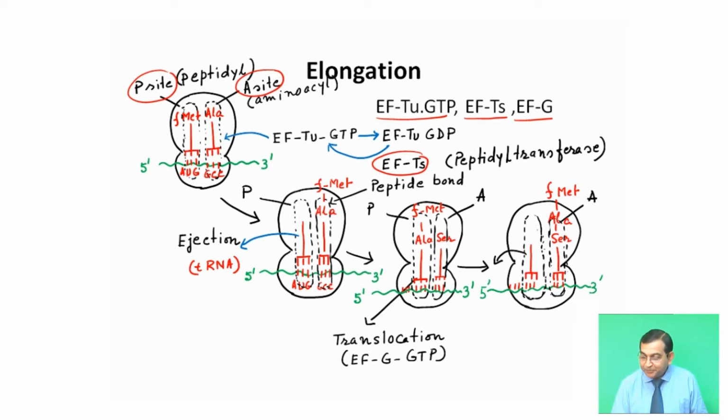In the next step, that is the peptide bond formation step, from the P site this fMet is transferred to the A site and a peptide bond is formed. The peptide bond is formed by an enzyme called peptidyl transferase. And the tRNA, which is emptied, is ejected. It has also been suggested that there is an additional E site.